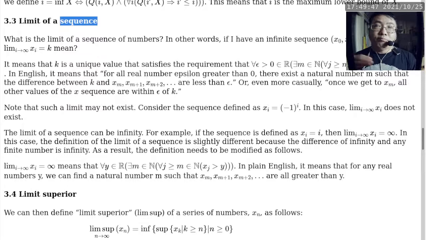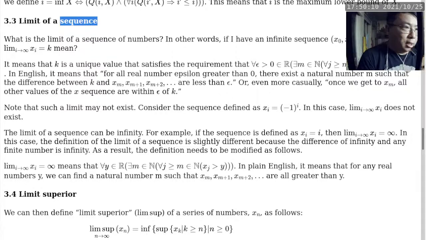Okay, k minus that particular value of x in the sequence is always going to be less than epsilon. So in other words, the whole thing is going to get closer and closer and closer to k, and so that's basically the idea of a limit. I think pre-calc should talk about this concept.